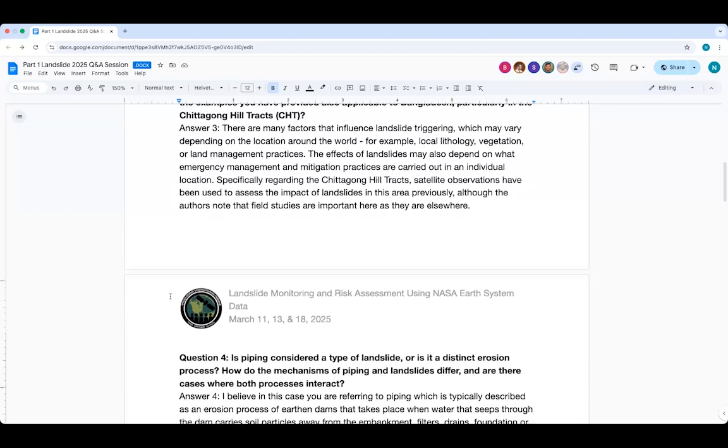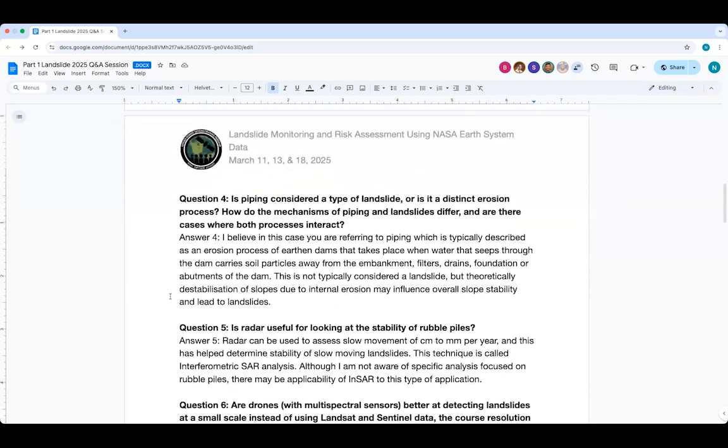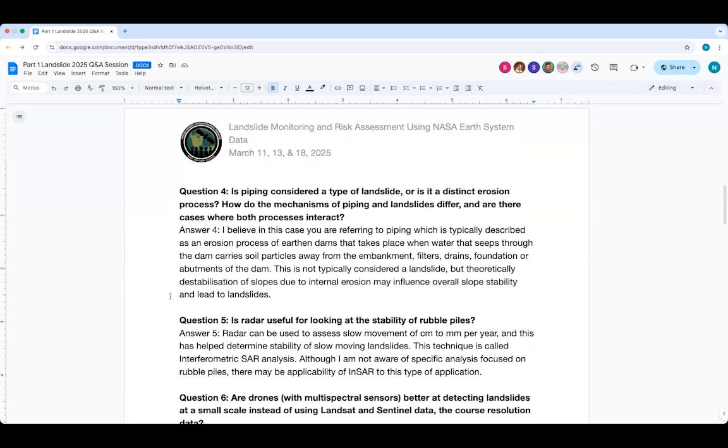Great, thanks, Rob. Moving on, question number 4. Is piping considered a type of landslide, or is it a distinct erosion process? How do the mechanisms of piping and landslides differ, and are there cases where both processes interact?